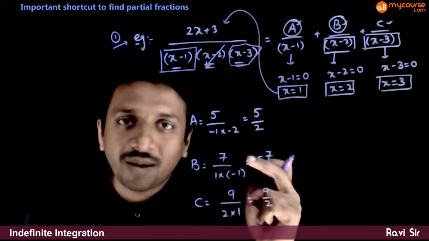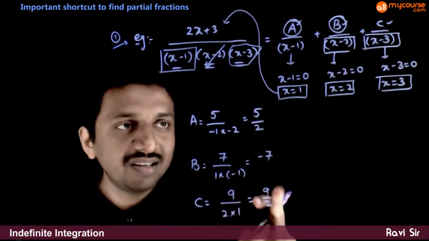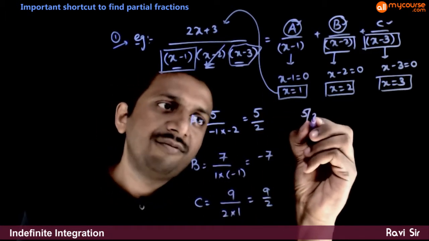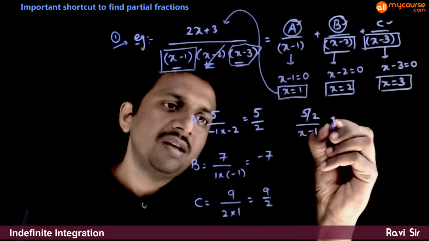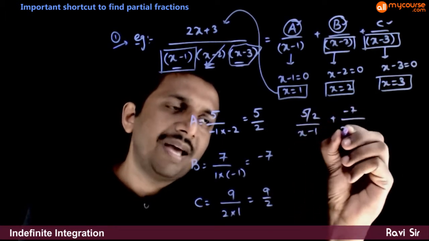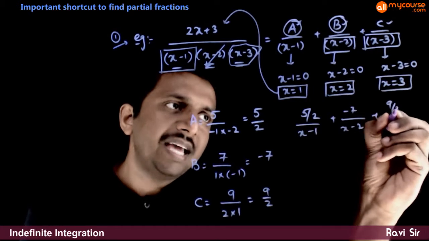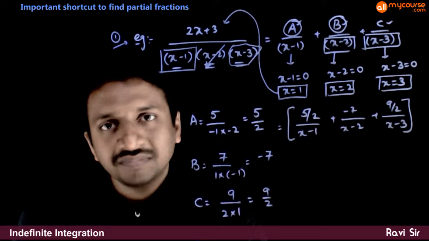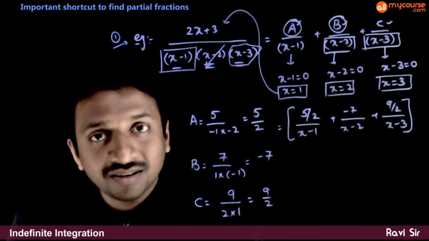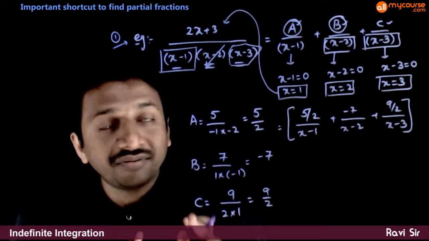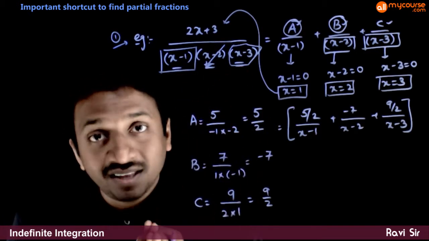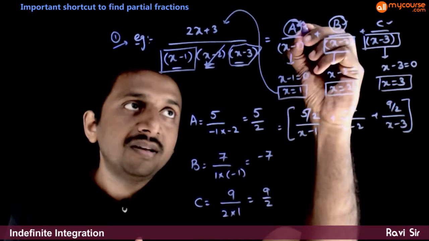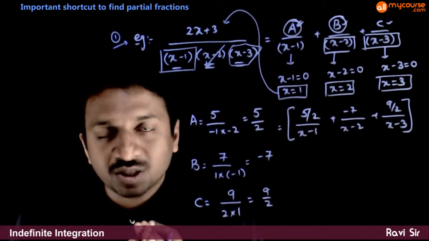So A is equal to 5/2, B is equal to -7, C is equal to 9/2. So the partial fractions are simply (5/2)/(x - 1) + (-7)/(x - 2) + (9/2)/(x - 3). I hope you have enjoyed this shortcut. Whenever you have a linear factor in the denominator, you can always use this method to find the number that is in the numerator of the corresponding fraction.